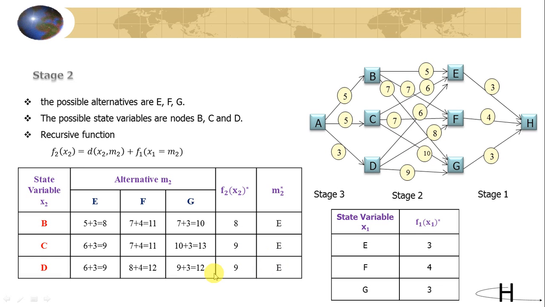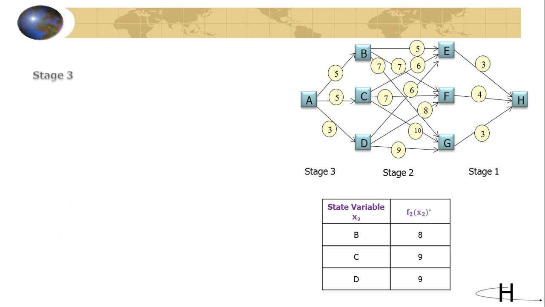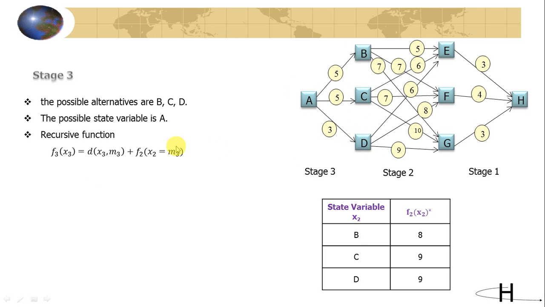So in this way stage 2 is completed. Now let's move towards stage 3. In stage 3, the possible alternatives are B, C and D. The possible state variable is only one, that is A. So the salesman can travel from city A either to B or C or D. The recursive function is f3 of x3 equal to d of x3 plus f2 of x2.